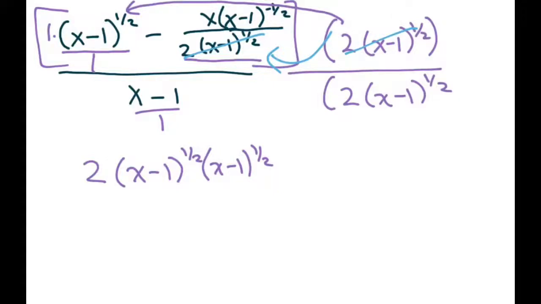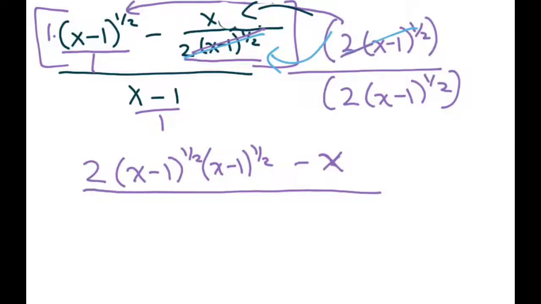So we're left with, this should have just been x right here. Okay, so multiply these two together, it's going to be minus x, just minus x, because these two canceled. Now for the denominator, you're going to have 2 times (x minus 1) to the 1/2 times (x minus 1).